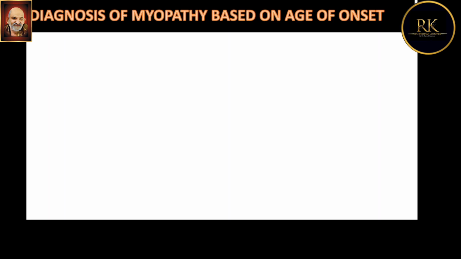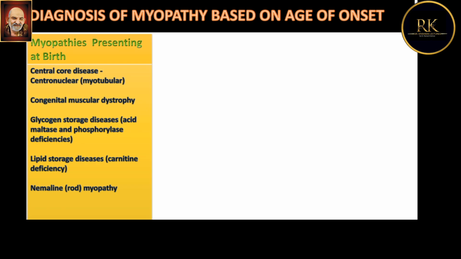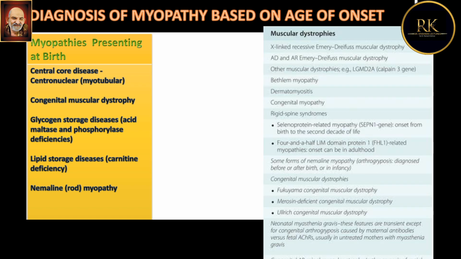Then, the diagnosis of myopathies based on age of onset. If the myopathies are present at birth, the causes include central core disease, centronuclear myopathies in the form of myotubular myopathies, congenital muscular dystrophies, glycogen storage disease in the form of acid maltase and phosphorylase deficiency, lipid storage disorders like carnitine deficiency, and nemaline-rod myopathy.